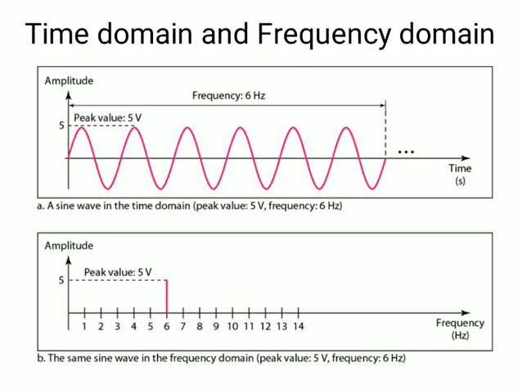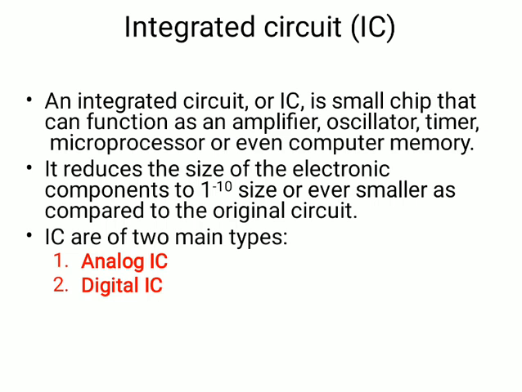So in this way, if you know two values, the peak value, that is the maximum value, and either the frequency or the time period, then you can represent the signal in the time domain as well as in the frequency domain. Fine, so let's move to the next topic.